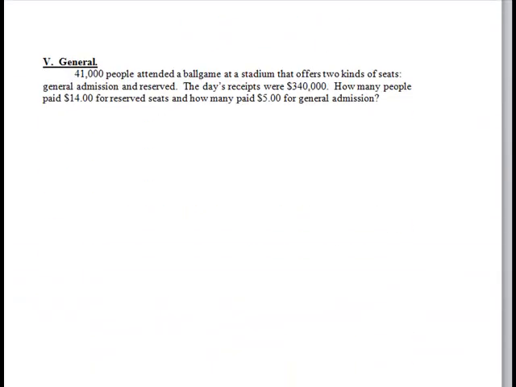The next application problem is just a general application problem. Read the problem, understand what's going on, what we're asked to find. Two things: the amount of general admission tickets sold and the amount of reserved tickets sold. So that's what we're going to set our two variables equal to, x and y. So come up with a system of two linear equations.